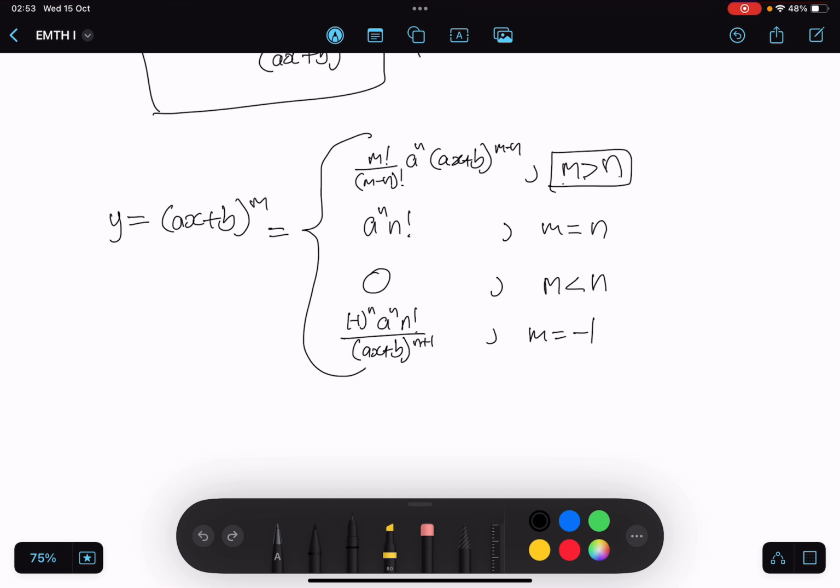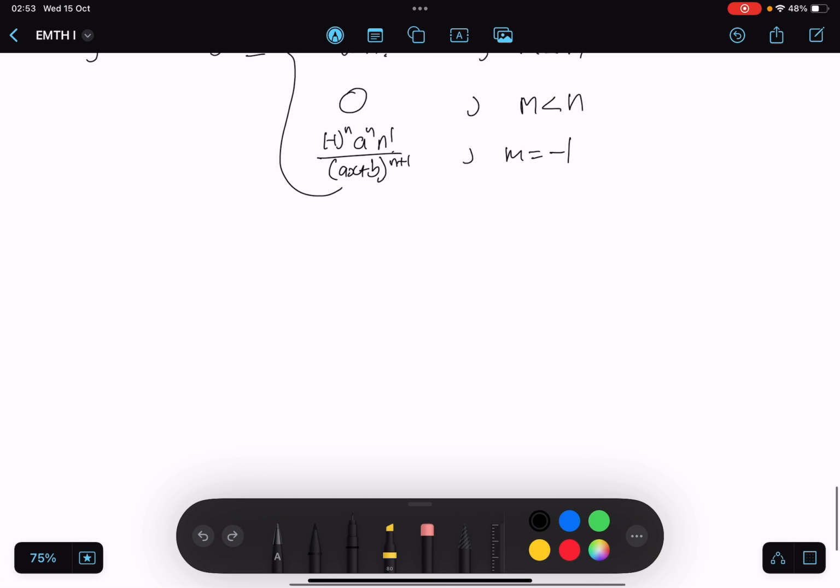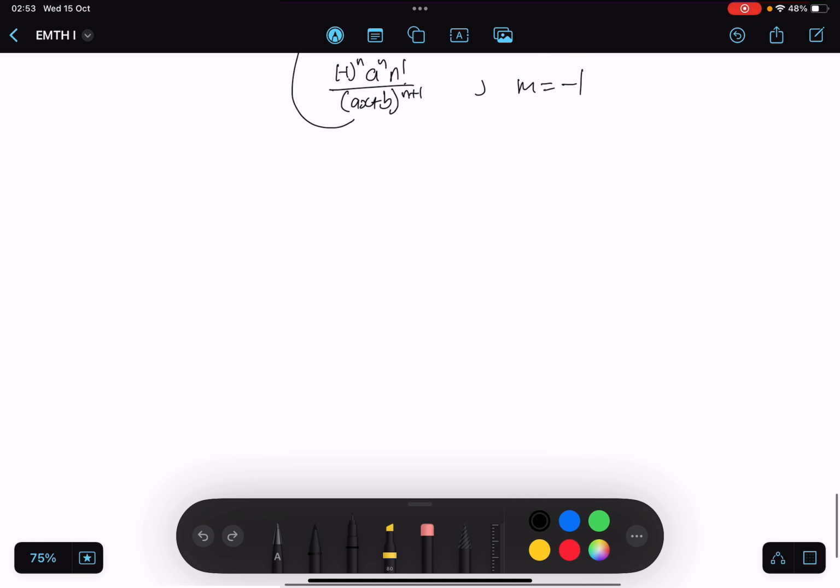So we are going to see the applications of this. And then now we want to also find the nth derivative of a logarithmic function. So we are looking at the log function.